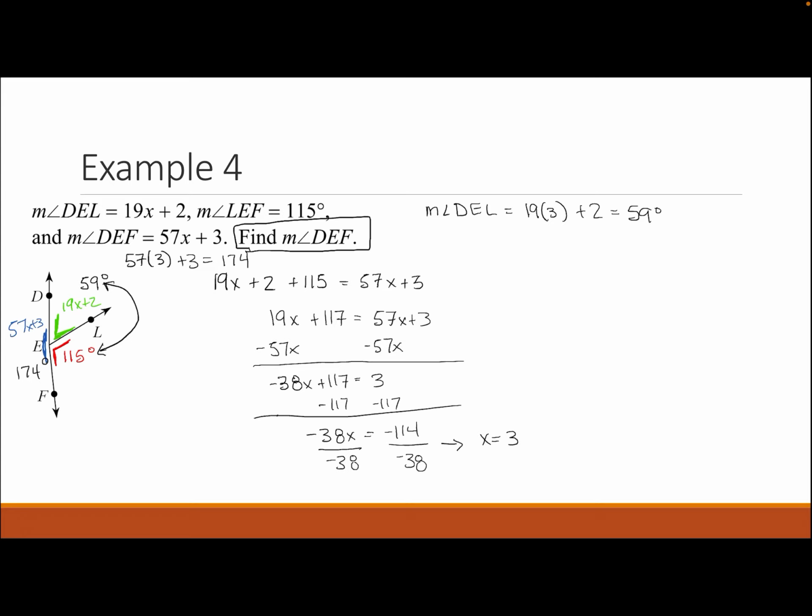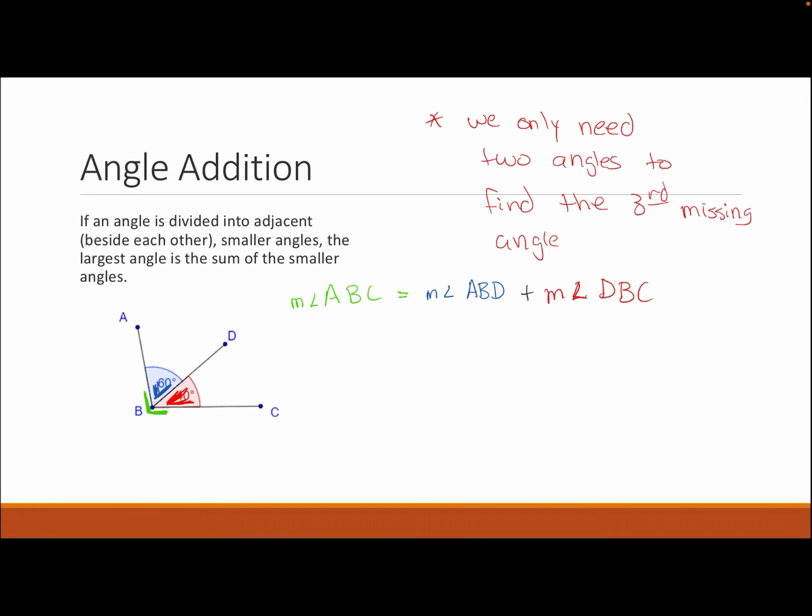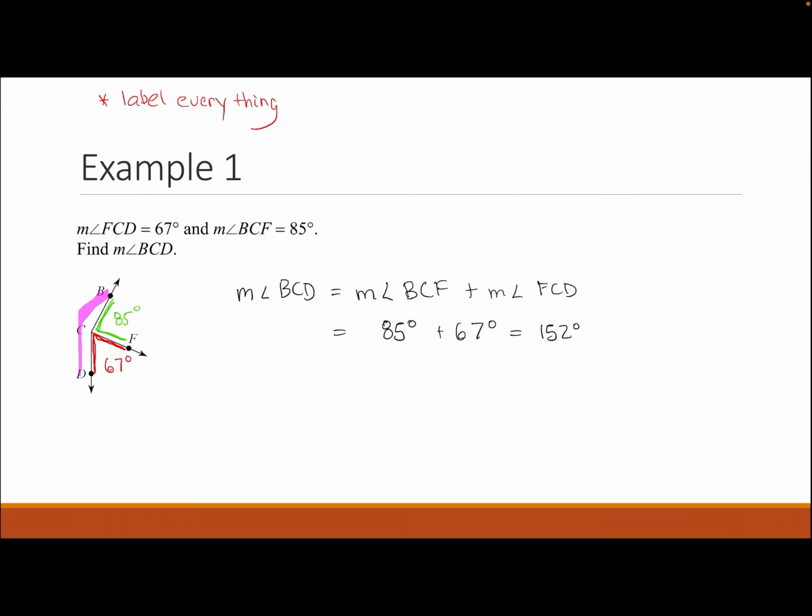All right, so that's going to conclude our video for the angle addition postulate. We covered the basic types of angles. We discussed how to name angles, and most importantly, we discussed the angle addition postulate, which is just given a large angle broken into adjacent smaller angles. The largest angle is the sum of all of the smaller angles, which is what we did in example 1, 2, 3, and 4.